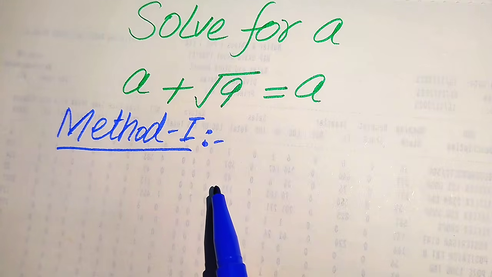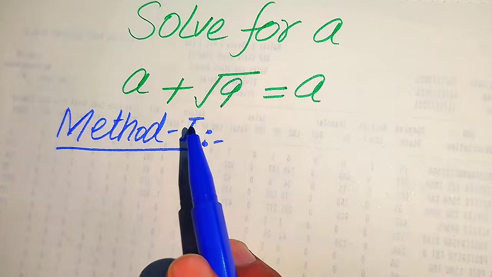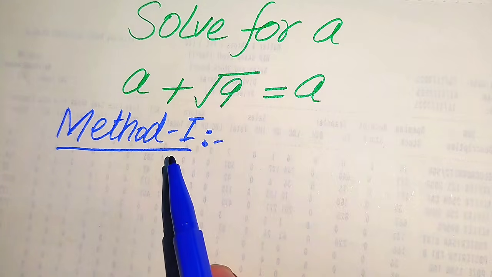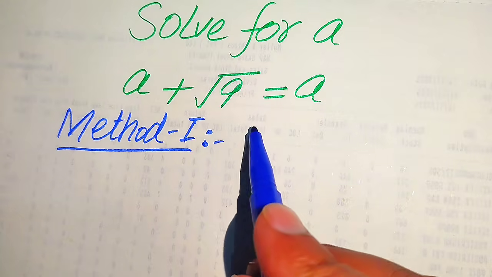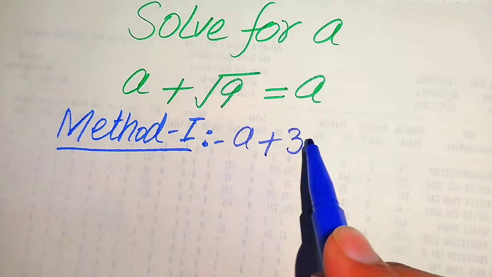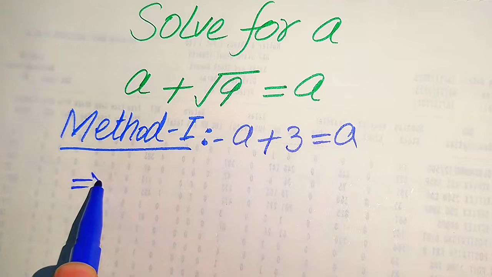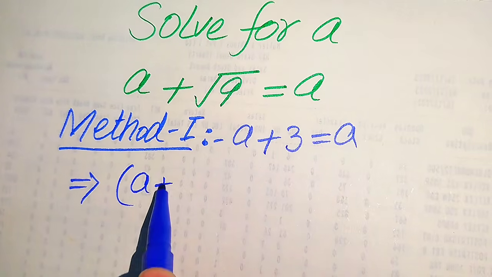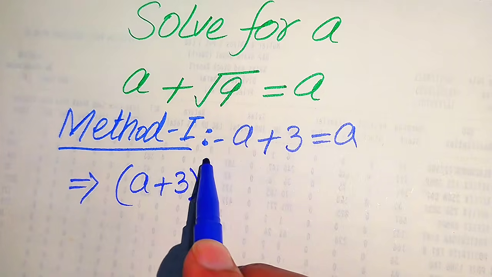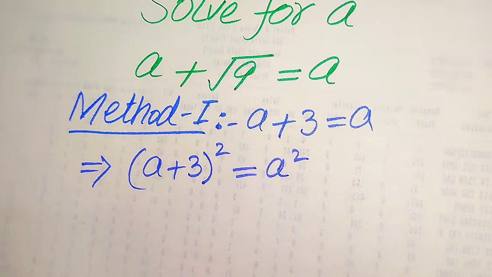So here, if you see directly in the question statement, it is not easy to find the values of a, but I can give you a nice technique in which you can easily get the values of a. For this, first we rewrite this equation as a plus square root of 9, and square root of 9 becomes 3, is equal to a. Now we take squaring on both sides, and when we apply squaring, it will be written as a plus 3 whole square is equal to a square.